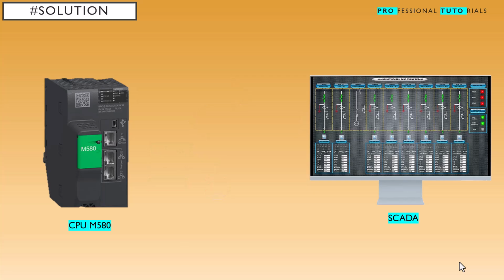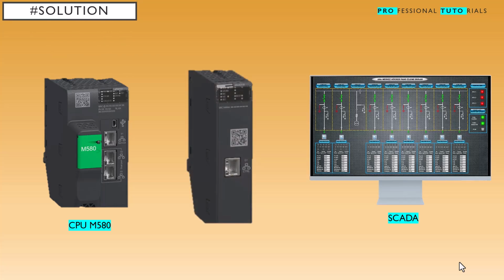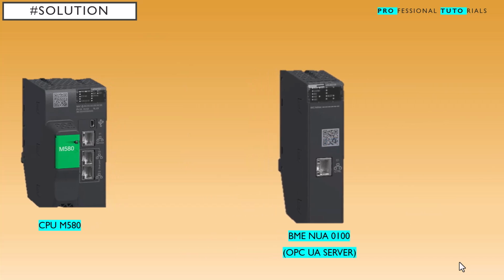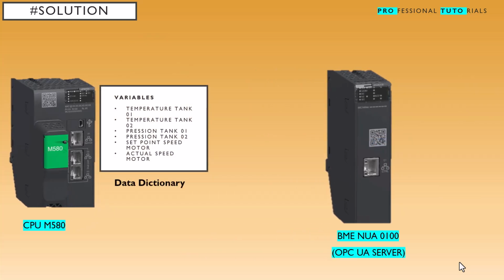So, what is the solution? We can add, between the CPU and SCADA, a Schneider module, named BMENUA0100. Its main role is OPC UA server. So, this module will access PLC data through the backplane, through UMAS, and then expose this data to SCADA through the OPC UA protocol. Knowing that PLC data are grouped in a database, called Data Dictionary.